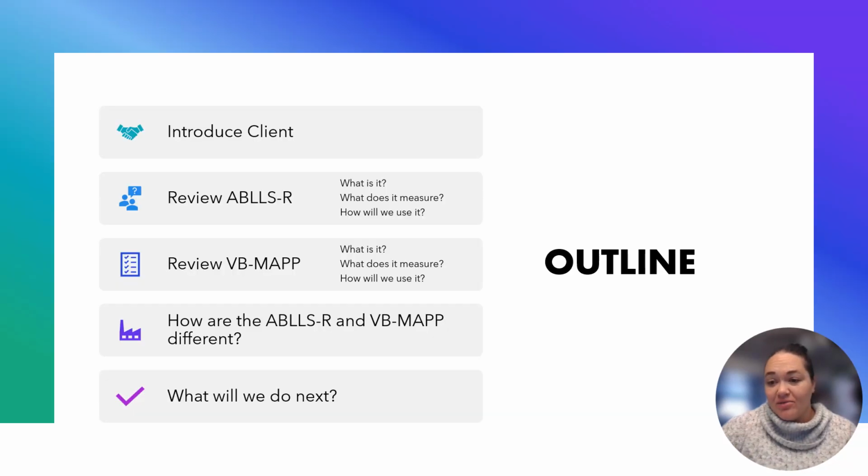The outline of this presentation goes: we are going to introduce our client. We will review the ABLES-R, what it is, what it measures, and how we will use it. We will review the VB-MAP, what it is, how it measures, and how we will use it. How are the ABLES-R and VB-MAP different, and what we will do next.